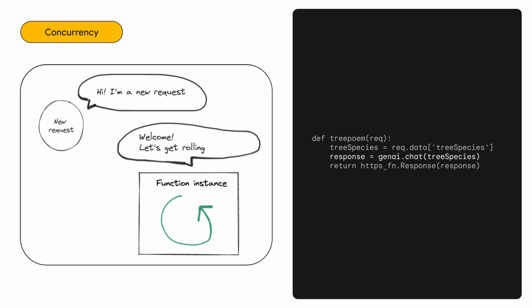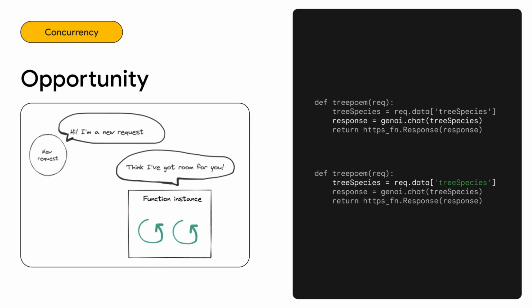It isn't doing any demanding calculations that require a lot of its CPU and memory resources. It probably has some room to spare to do other useful stuff, like handle another incoming request, but because of the one instance, one request rule, it couldn't. Now, this is where concurrency steps in.